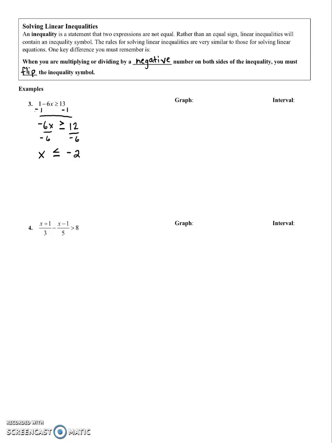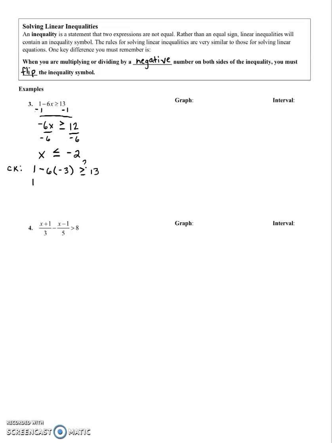So how can we check this? Well, let's pick a number that's less than negative 2 and plug it in and see if it makes the statement true. So if we have 1 minus 6 times, let's just pick negative 3. Negative 3, and we need to know if that's greater than or equal to positive 13.